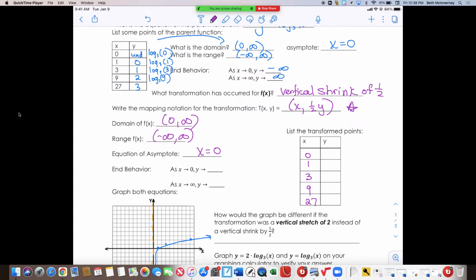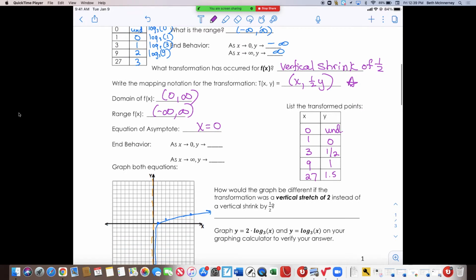Now undefined stays undefined. But what am I going to do to the other y values to get the new ones? Multiply them by 1/2. Well, 0 times 1/2 is still 0. Then I get 1/2. 2 times 1/2 is 1. 3 times 1/2 is 1 1/2, 1.5, 3 halves, however you want to call it. It's the same thing. It's like my husband's name, Tom, Tommy, Thomas. It's all the same.